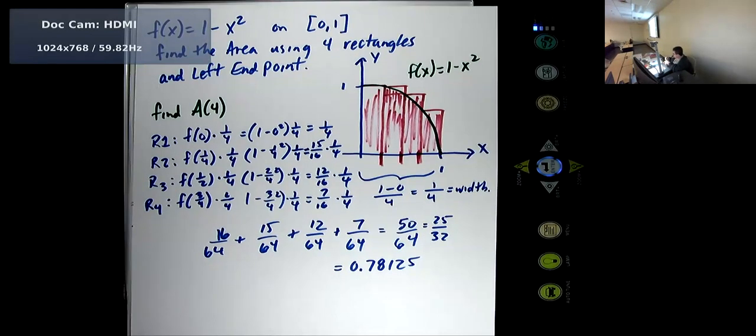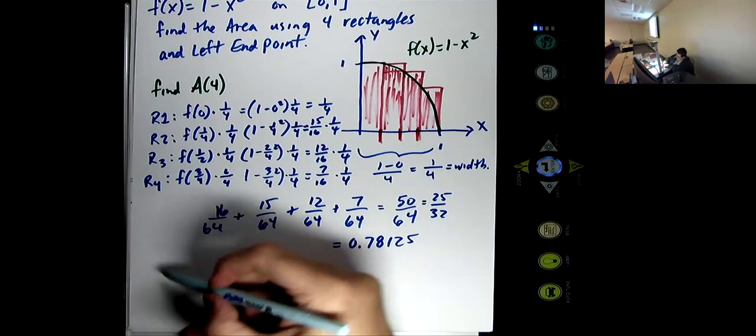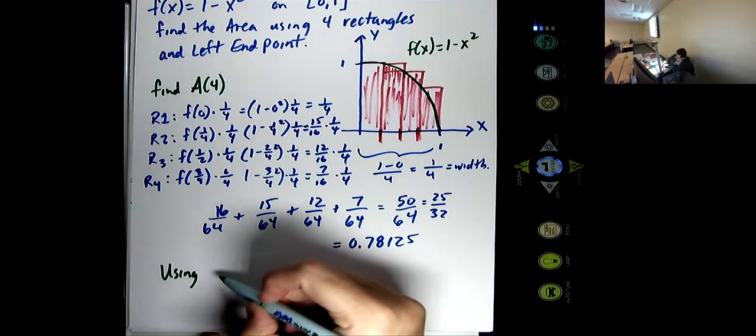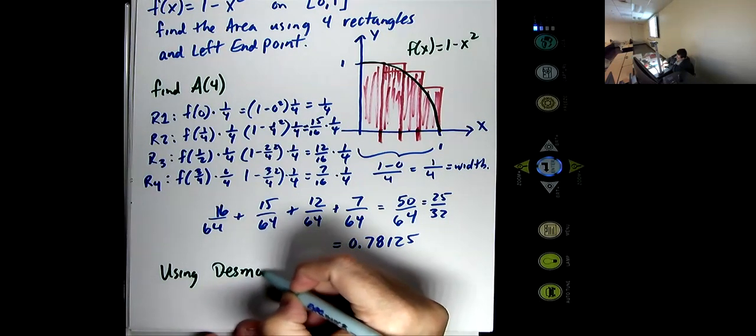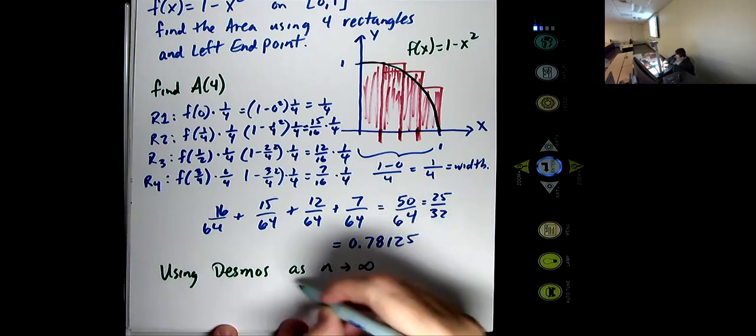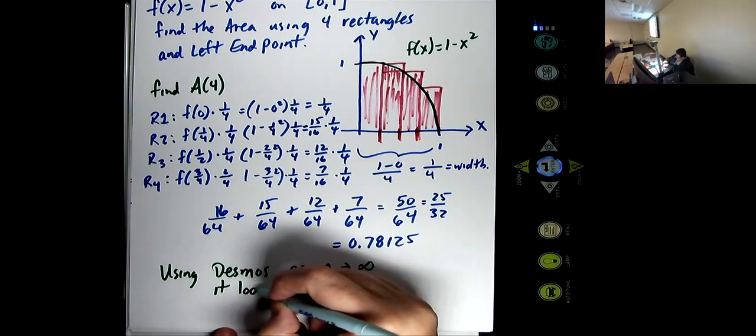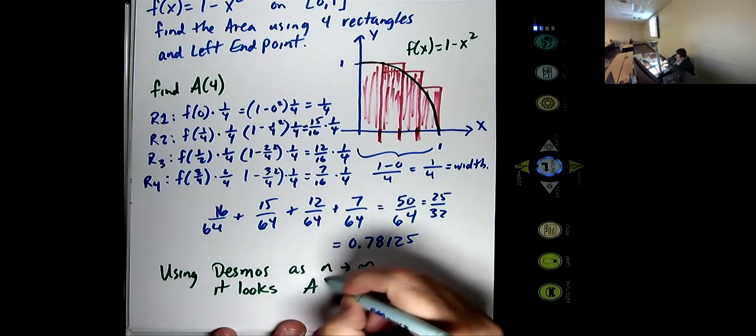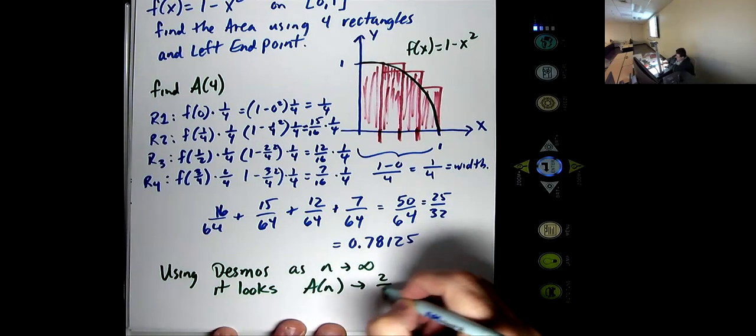So using Desmos, we saw that as n goes to infinity, it looks like the area goes to 2/3.